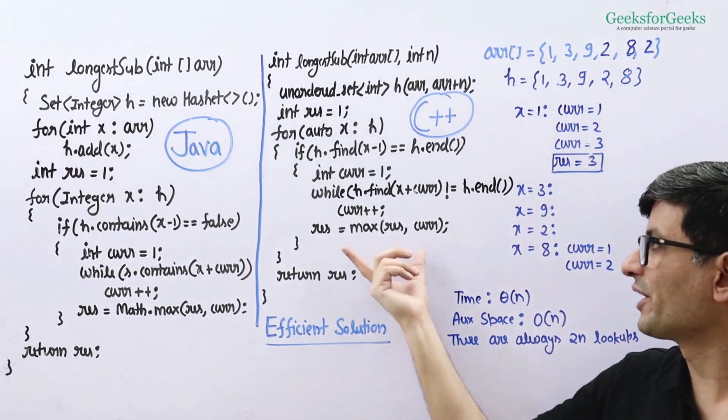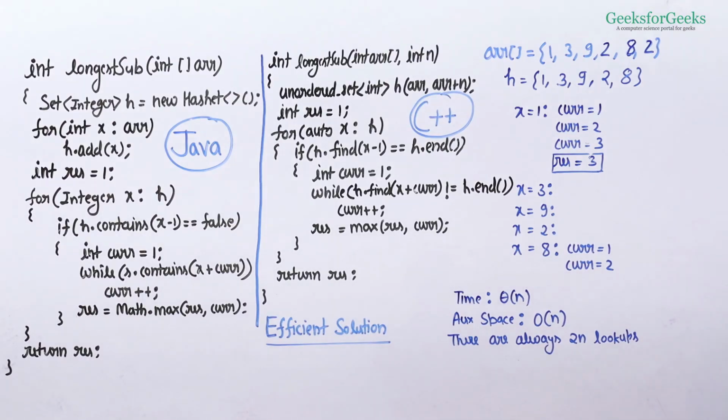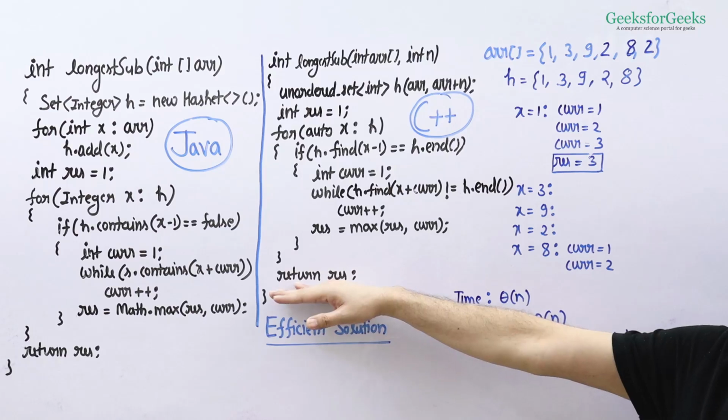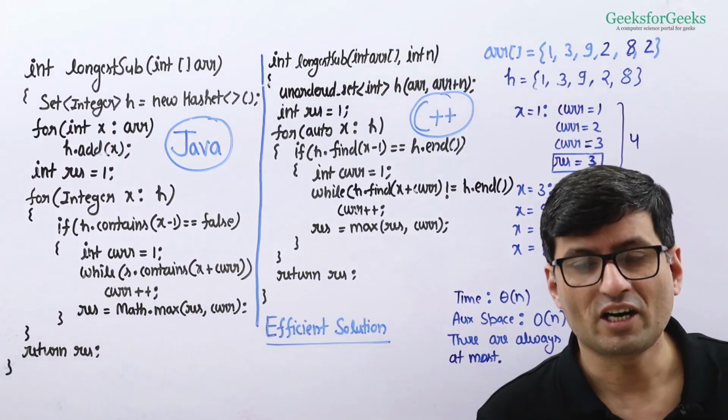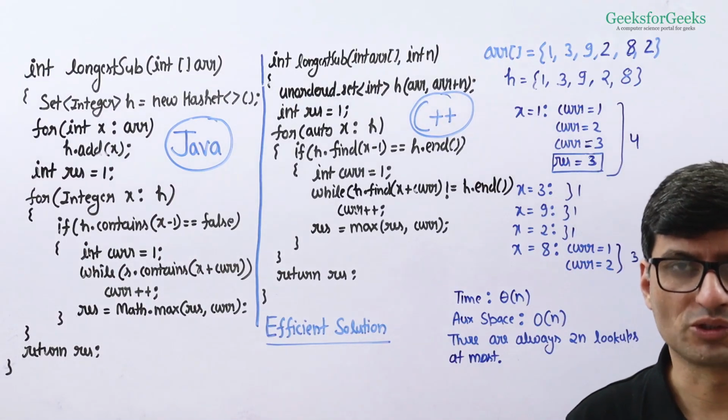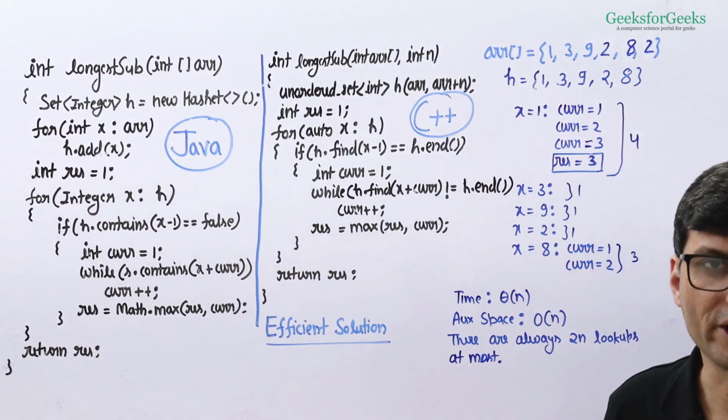So result is not updated, but we have a subsequence of length 2, right? And when we come out of the loop, we simply return the result. Result is 3 for this example. Let's now understand how the time complexity of this solution is linear. How are we getting linear time?